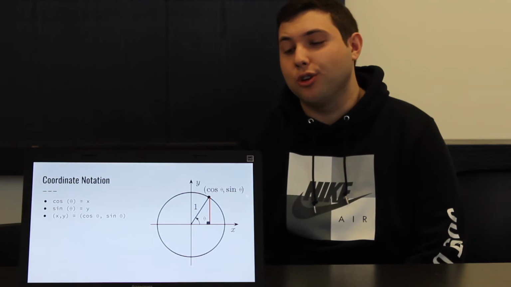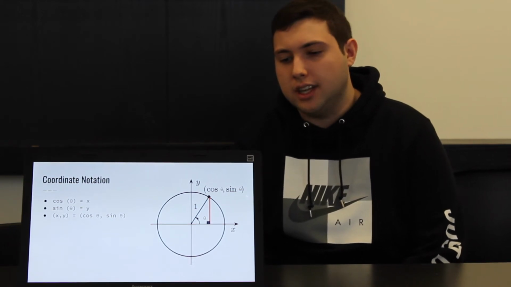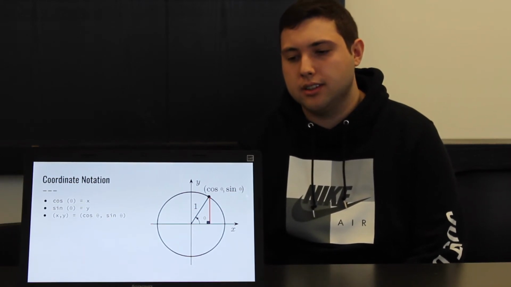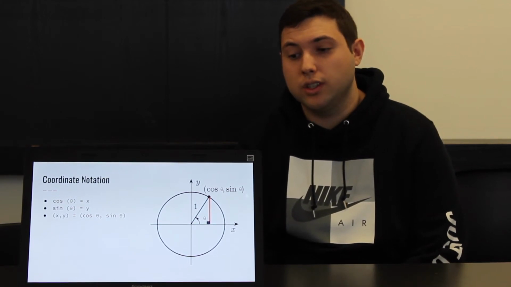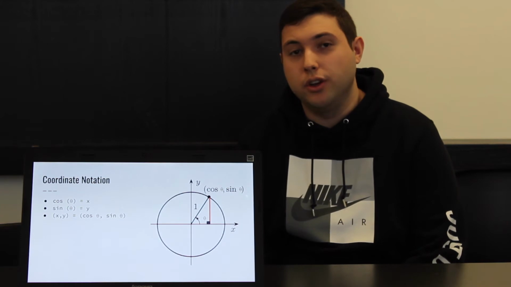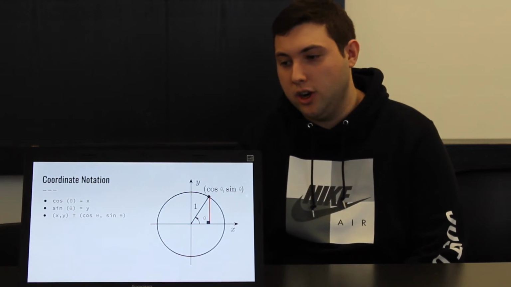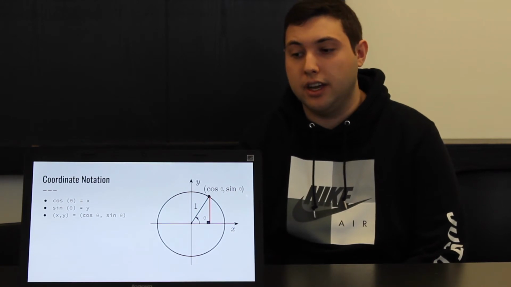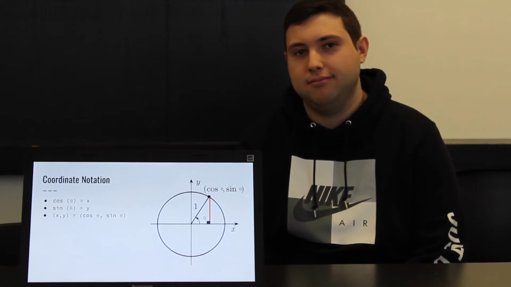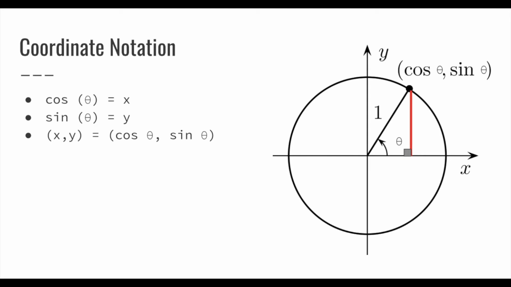So now we're going to talk about coordinate notation. On the left-hand side, we have that cosine of theta is equal to x, sine of theta is equal to y. The point (x, y) is equal to (cosine of theta, sine of theta). We know this because of the diagram on the right, where we see that the adjacent side of theta is x and the opposite side of theta is y.